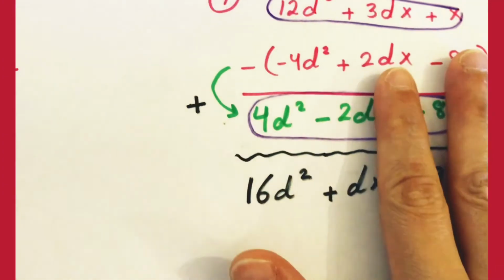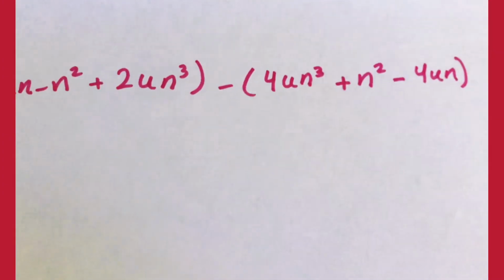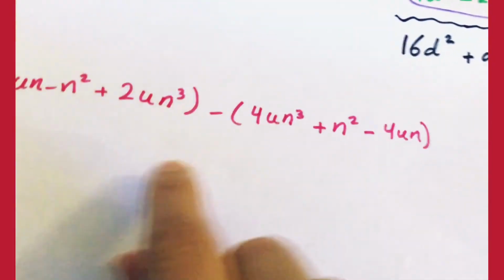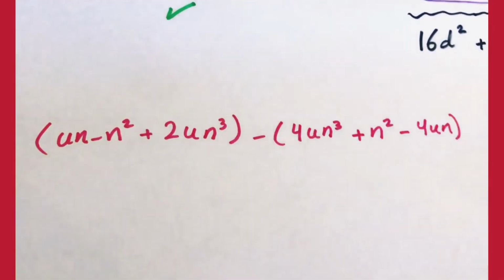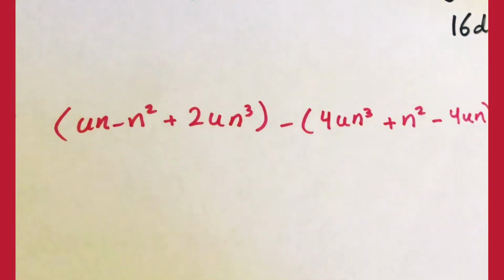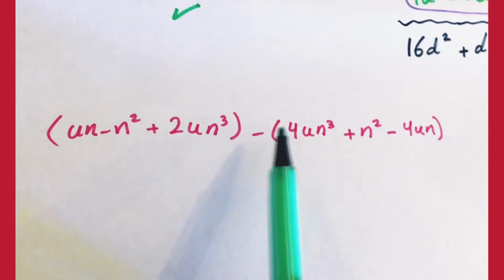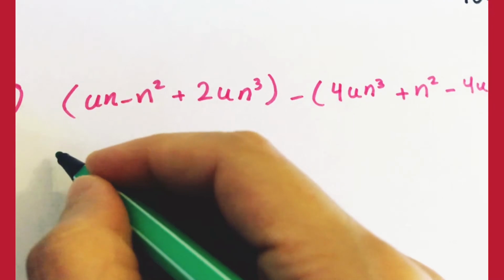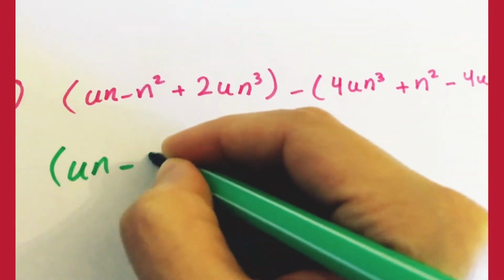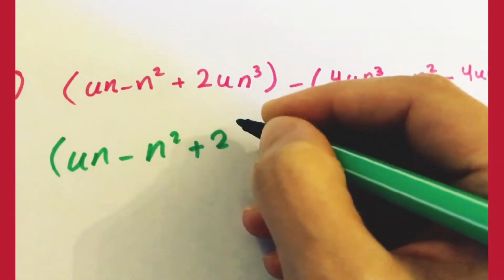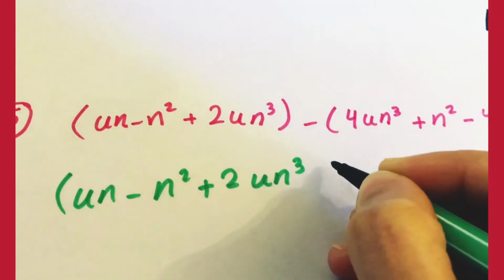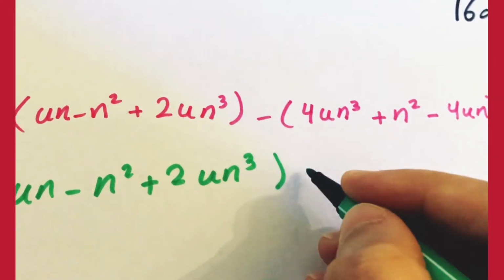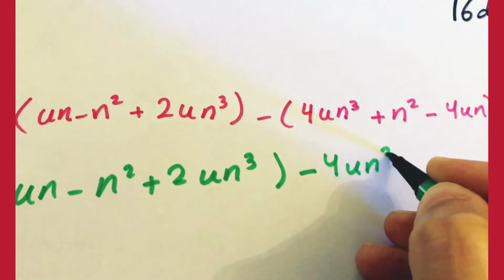Okay, for the last question today, I'm going to give you the same question or similar to this question, but it will not be vertical, it will be horizontal. How are we going to solve it? Same thing. When we have minus, I'm going to change all the signs of all the second polynomial. I'll write the first polynomial the same, minus n square plus 2un cube. So this is positive, so it will be negative, minus 4un cube.